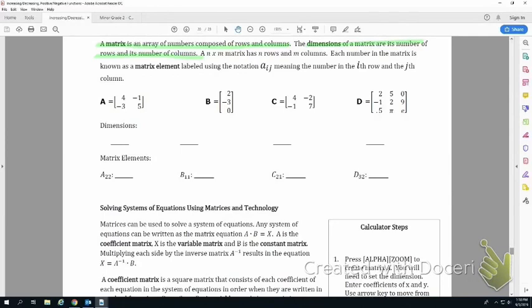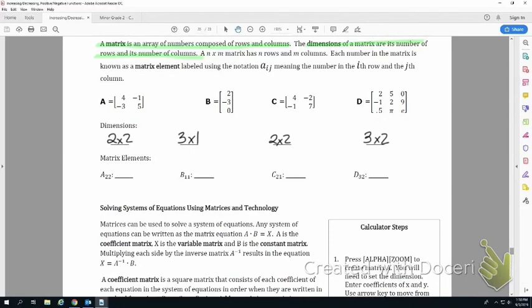So matrix A, what are the dimensions on that one? 2 by 2. 2 rows, 2 columns. Matrix B is a what? 1 by 3. Switch that. 3 by 1. 3 rows, 1 column. C would be what? 2 by 2. D would be what? 3 by 3.